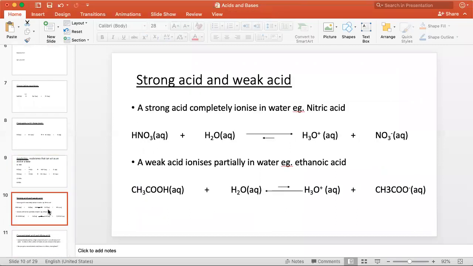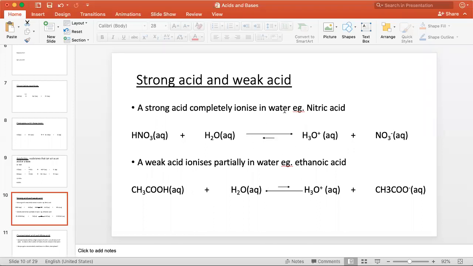All right. Now, the next point I'd like to highlight is strong acids and weak acids. What's the difference between a strong acid and a weak acid? If you look at a definition, a strong acid completely ionizes in water. Example, nitric acid. For example, if you get HNO3 plus H2O, it forms H3O+ and NO3-, right? And we remember the aqueous signs are there.